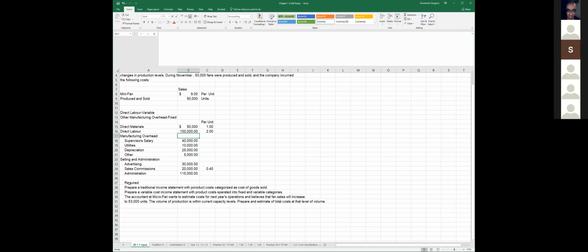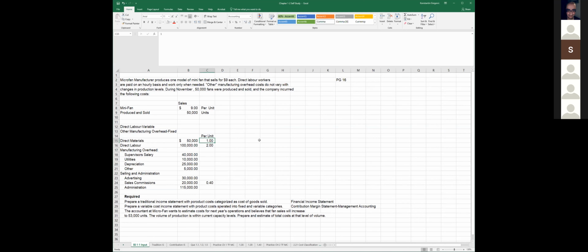So the required: prepare a traditional income statement that categorizes cost of goods sold. So this is your financial income statement. Prepare a variable cost income statement with product costs separated into fixed and variable. So that's your contribution margin statement. That's management accounting. And then he wants to estimate next year's operations if sales increase to 53,000 units.